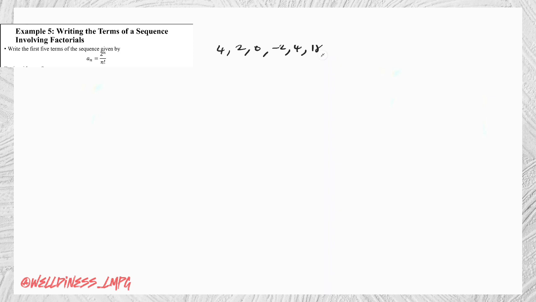So in this question, we have a_n equals 2 raised to n divided by n factorial. And we are asked to find the first 5 terms of the sequence. So all we have to do is just to substitute the first 5 terms into our n to get the values.